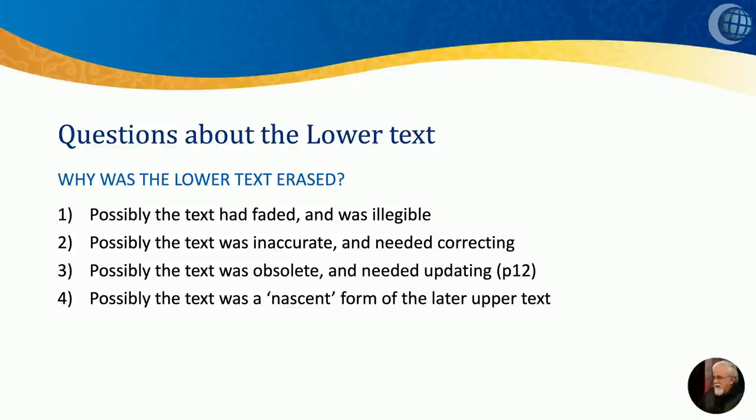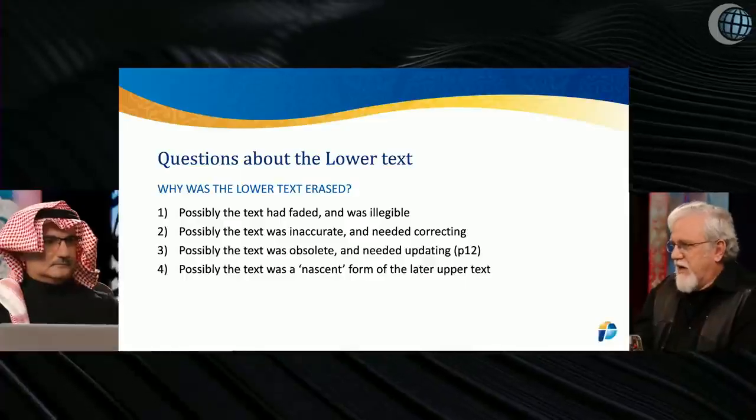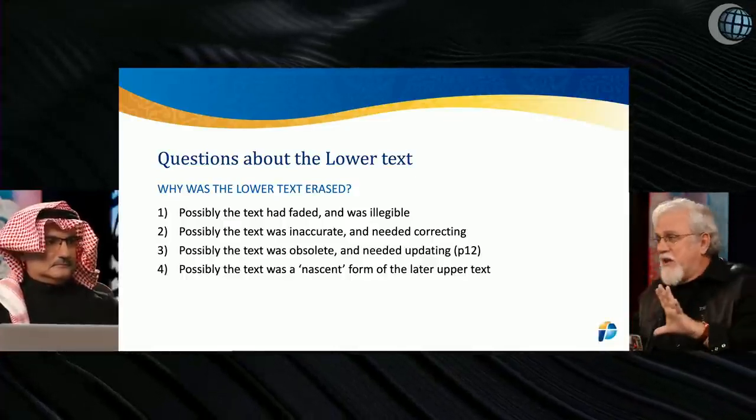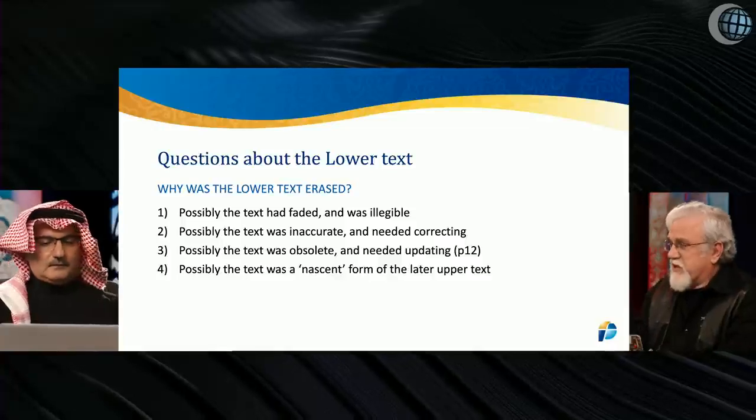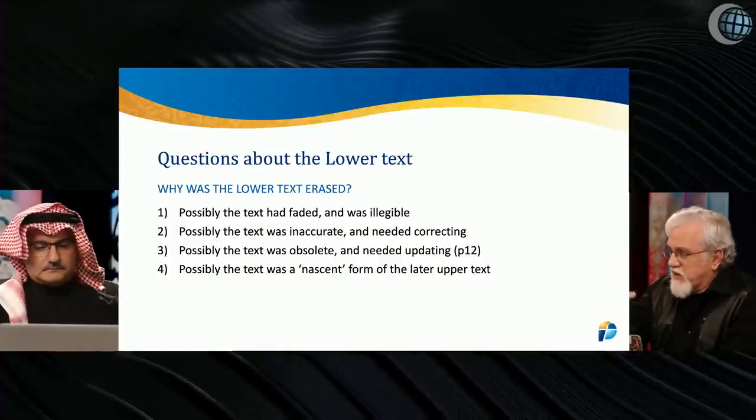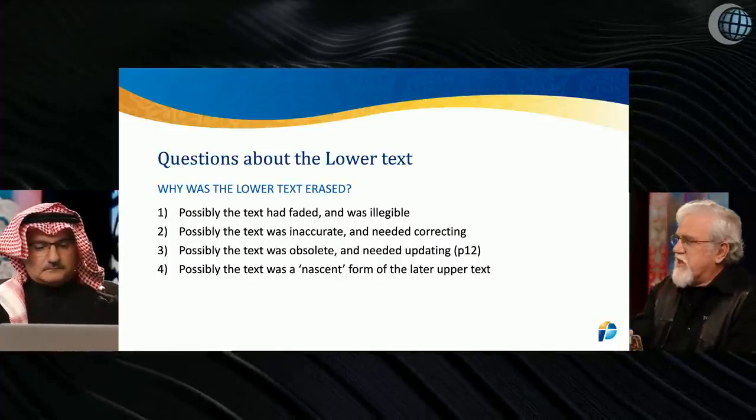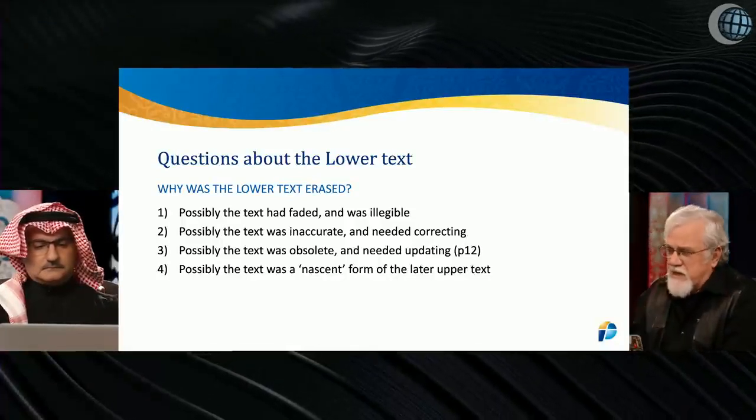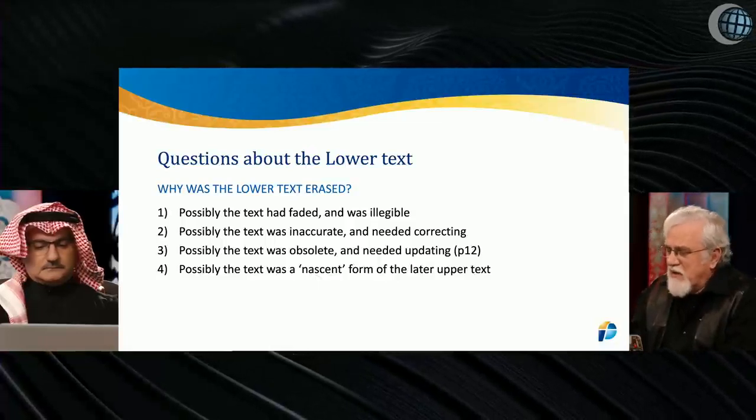Yeah. And I would go with possibly number 4, because this is what we're going to get to in the next episodes. Possibly the text was a nascent form of a later upper text. That's what I would suggest is going on, but I don't want to jump the gun because I want to see what the other scholars have to say concerning this lower text. 63 verses, 70 manuscript variants. They are not just insubstantial. They're not small. They are huge differences that we're going to get to in a future episode.